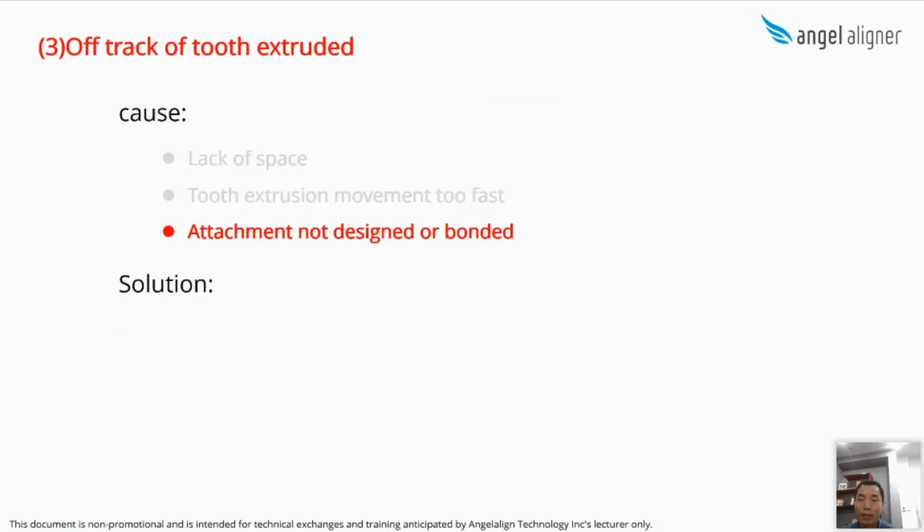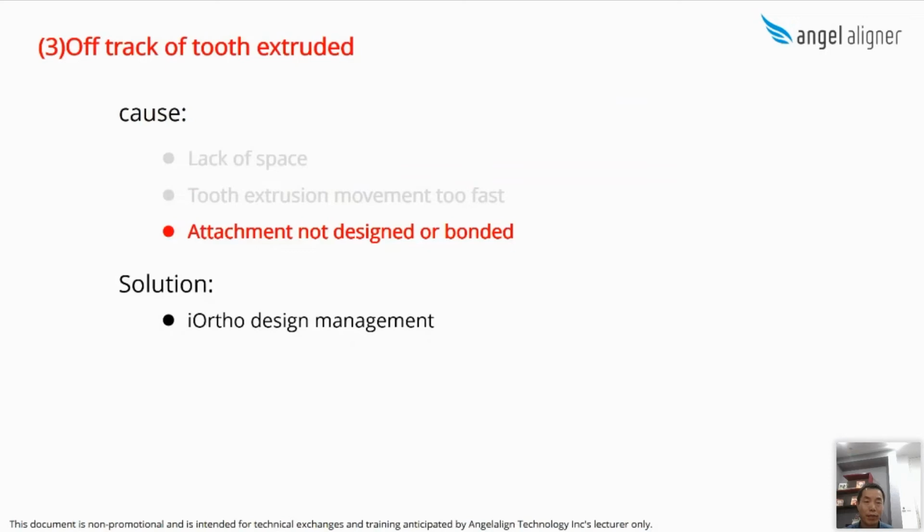As we know, attachment is a prerequisite for extrusion movement. In the ISO design stage, be sure that the attachment is placed on the tooth to be extruded. And remember, bond the attachment once the tooth starts extruding. If the tooth is off track, auxiliary elastic will be used to get the tooth back on track.